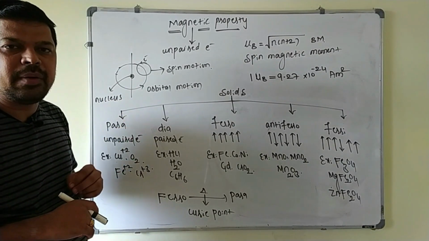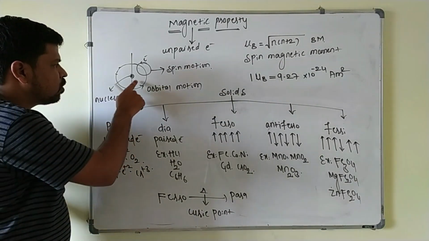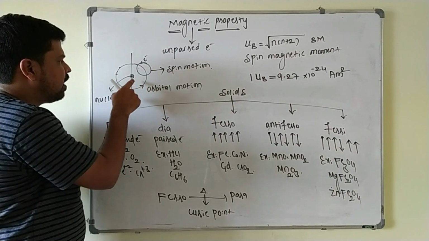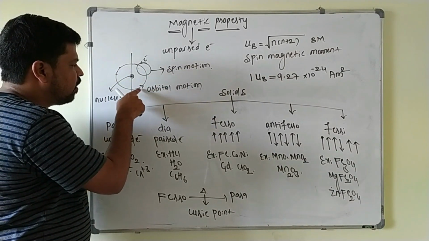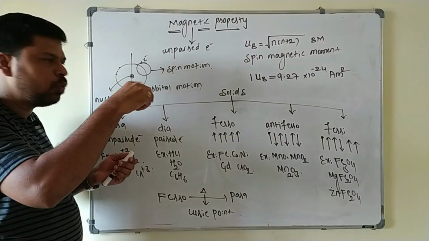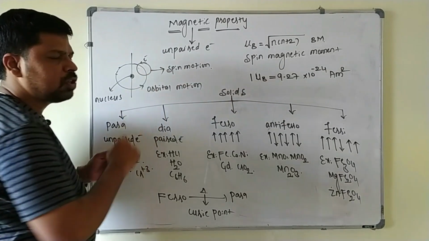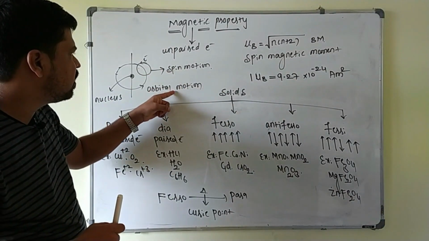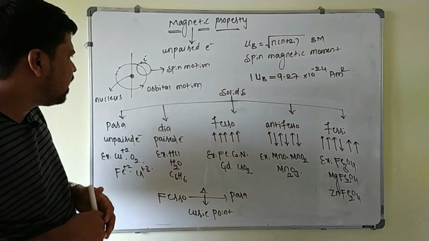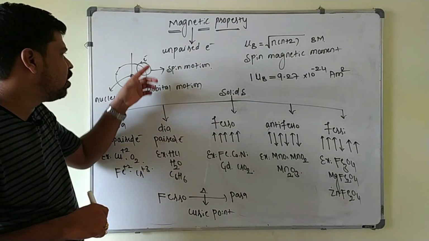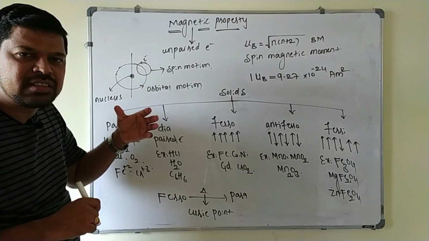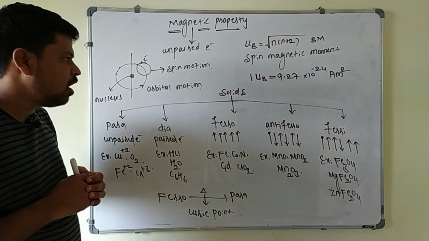Now this magnetic moment of the electron arises due to two types of motion: orbital motion of the electron and spin motion of the electron. This is the nucleus, and around this nucleus the electron is revolving, that is called orbital motion. In addition to this, the electron is spinning about its own axis, that is called spin motion of the electron. Because of these two motions, the electron is associated with some amount of magnetic property. Because the electron, being a charged particle, is undergoing all these motions, it is considered as a loop of current, and that loop of current is associated with some amount of magnetic property here.